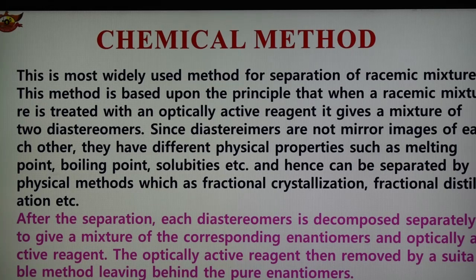The principle of this method is that when a racemic mixture is treated with an optically active reagent, it gives a mixture of two diastereomers. Because diastereomers are not mirror images of each other, they have different physical properties like melting point, boiling point and solubilities, and hence can be separated by physical methods such as fractional crystallization and fractional distillation. After the separation, each diastereomer is decomposed separately to give the corresponding enantiomer.